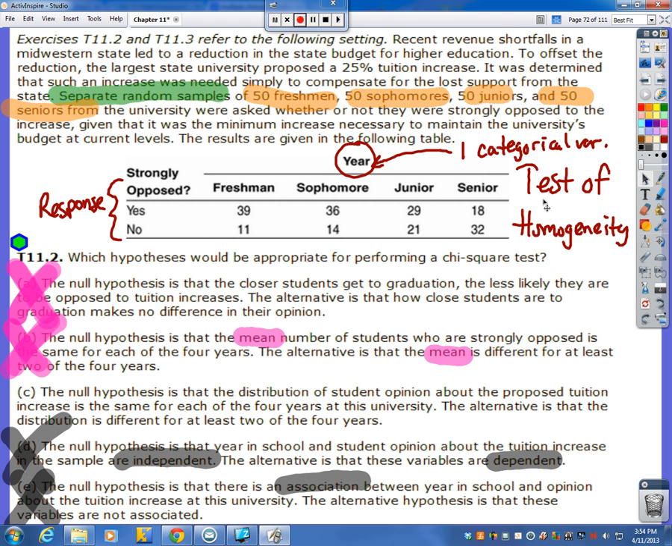So let's test it out. The null hypothesis is that the distribution of student opinion about the proposed tuition increase is the same for each of the 4 years at the university. So basically saying that the treatments are the same regardless, where the treatments are year in college. The alternative is that the distribution is different for at least 2 of the 4 years. And this one is the legitimate one. So C is the answer to that.